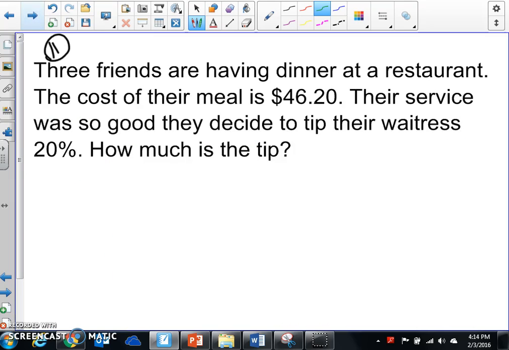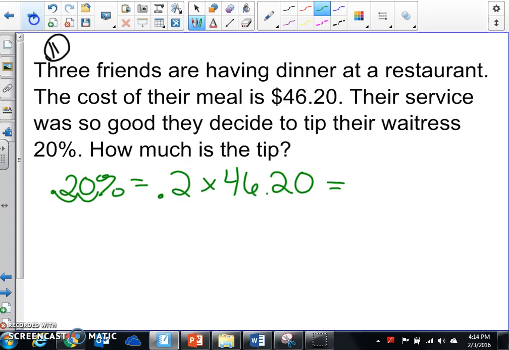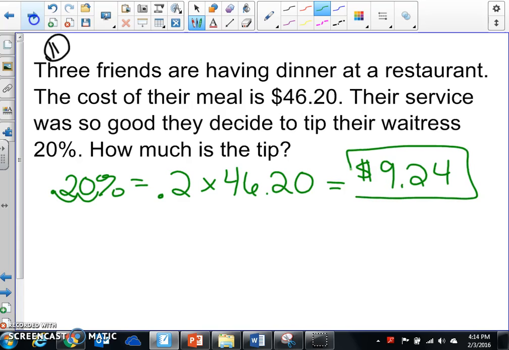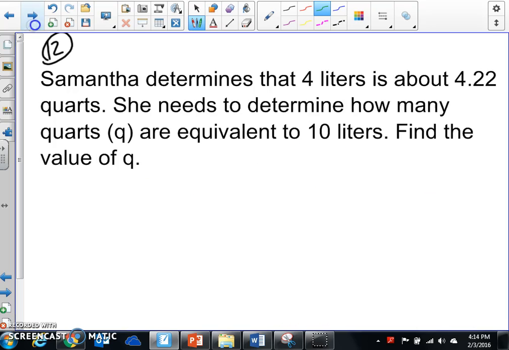3 friends are having dinner at a restaurant. The cost of their meal is $46.20. Their service was so good they decided to tip their waitress 20%. How much is the tip? We take that 20%, turn it into a decimal, so 0.2, and we multiply by the amount of the food or the meal. So 46.2 times 0.2 is $9.24. And they said, how much is the tip? Just the tip. So the tip is 9.24.